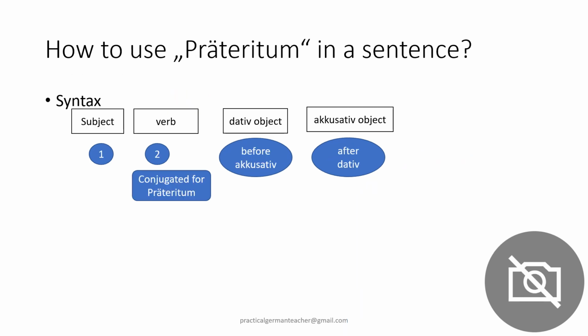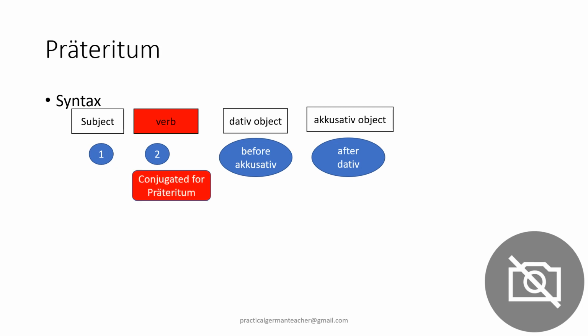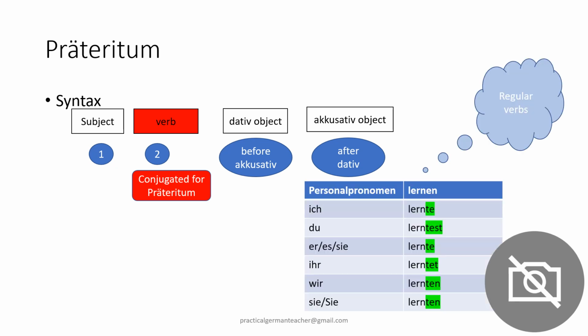All right. Let's now look at how you can use preteritum in a sentence. It's pretty straightforward. There is no change in the sentence structure. This is how a normal sentence also looks like. But the verb over here, you have to conjugate the verb as per preteritum. Here also you can do that very easily for most of the regular verbs.